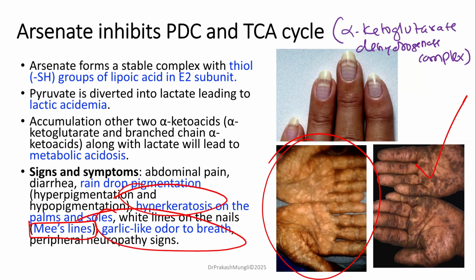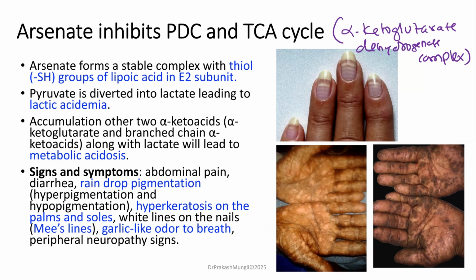Very interesting. Even if there is one sign, you should be able to diagnose, is it not? Raindrop pigmentation, it is arsenate. Garlic odor, it is arsenate. Mees line, arsenate. Hyperkeratosis of palms and soles, arsenate. There are very few conditions where you see hyperkeratosis of palms and soles. Okay, so that means what? Should not miss these questions in the exam.